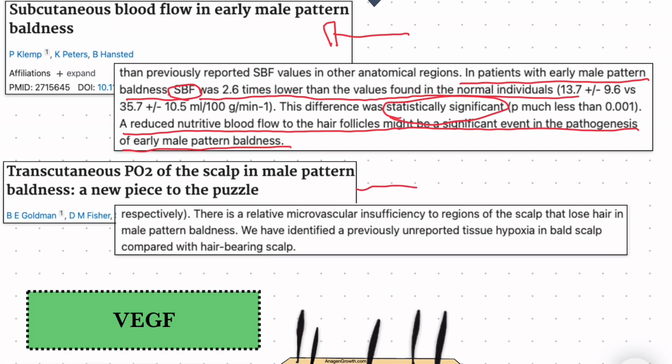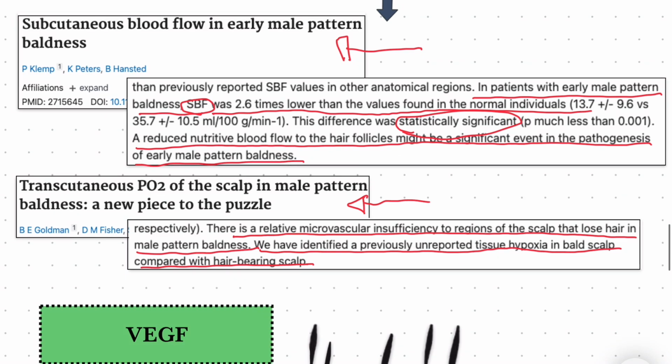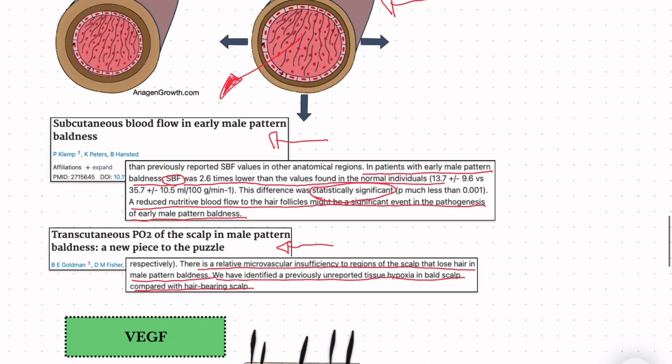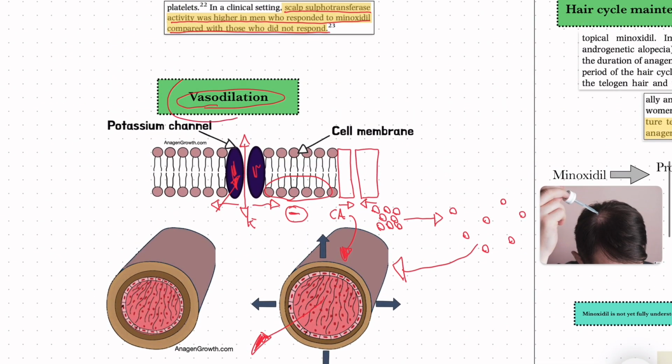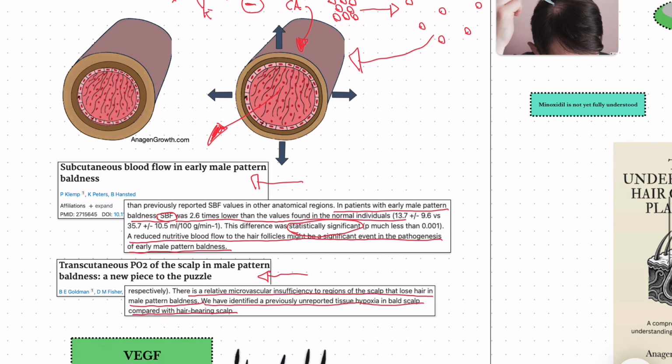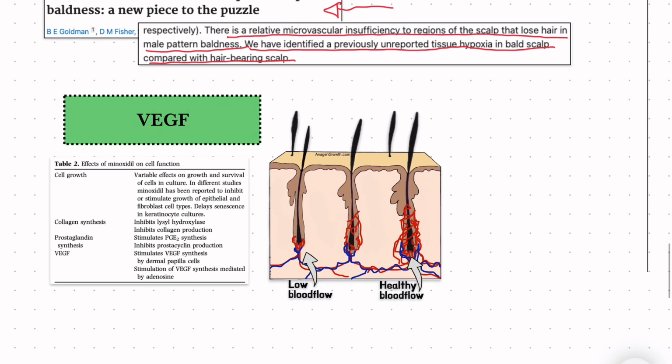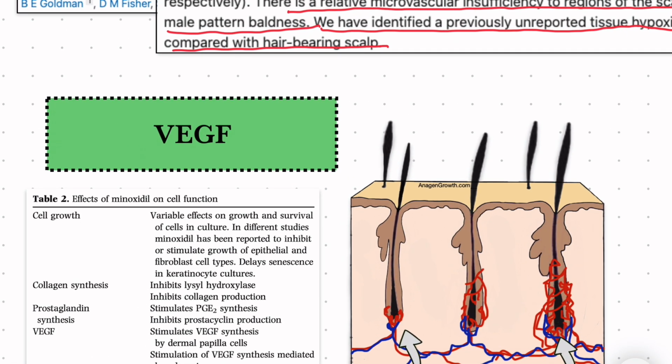And this other study reaches a similar conclusion, and it says that there is a microvascular insufficiency to regions of the scalp that lose hair in male pattern baldness. And we have identified tissue hypoxia in bald scalp compared to hair-bearing scalp. So in other words, blood flow to the hair follicle is pretty important. So minoxidil, by causing vasodilation, is able to improve hair growth, or at least slow down hair loss in certain patients.